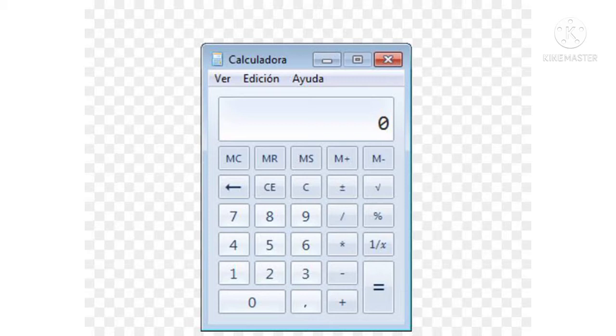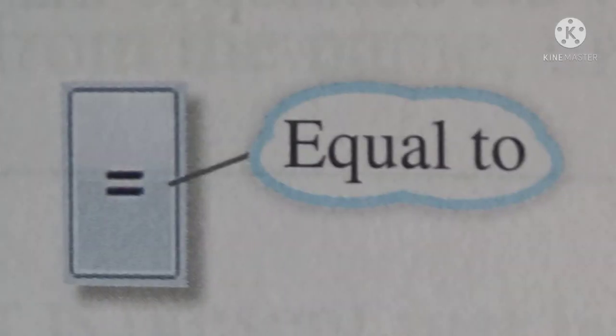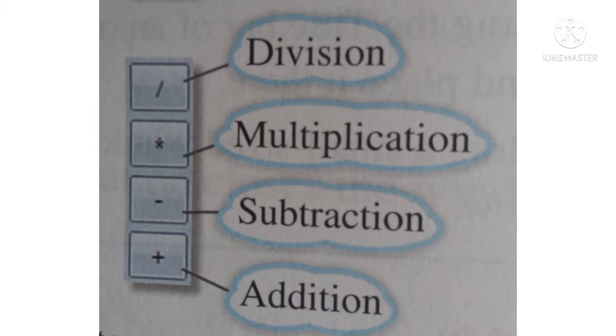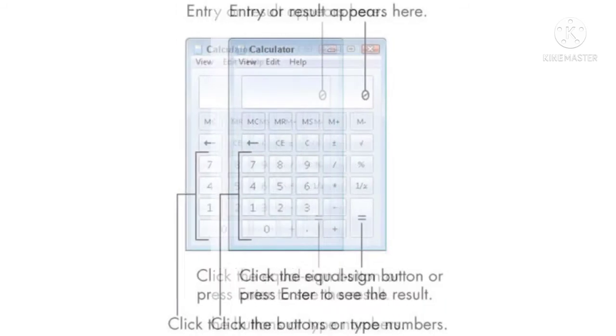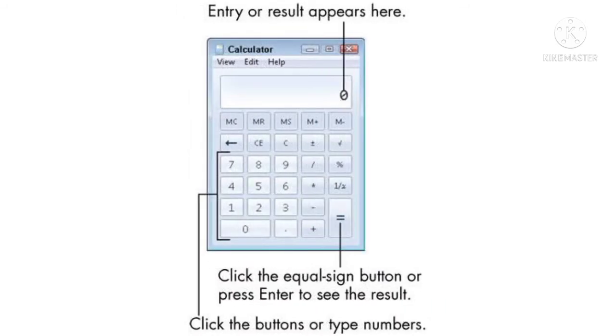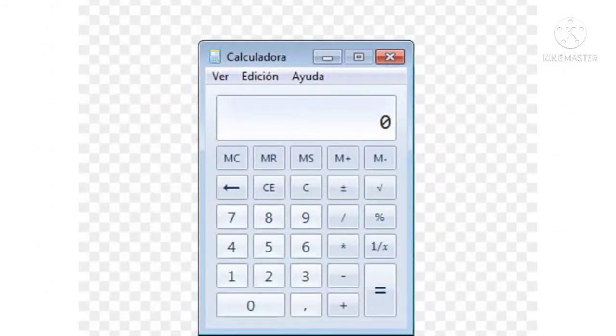Buttons on the calculator: number keys, equal to, decimal, division, multiplication, subtraction and addition buttons. The calculations are done by left clicking with a mouse on the buttons or by typing numbers using the keyboard. For example, to add two numbers, say 8 and 2, follow the given steps.